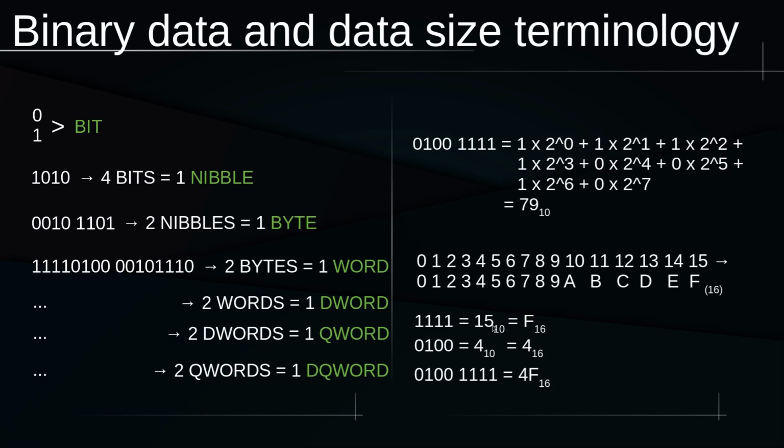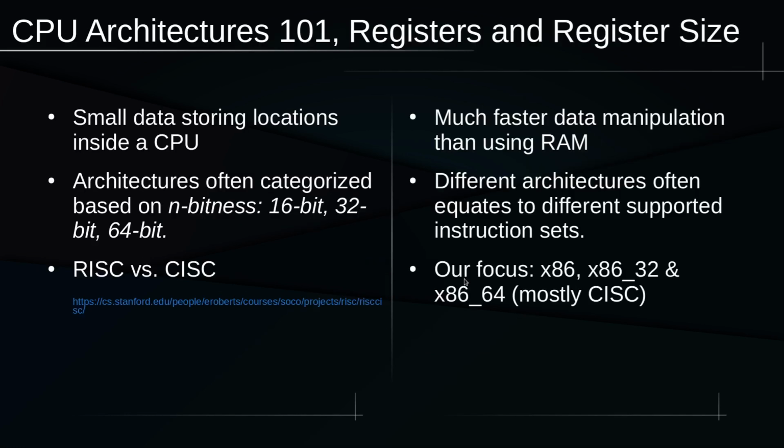Then the last nibble is 1, 1, 1, 1, which in base 10 equals 15, which is basically the largest number that a nibble can hold. It's 15, and in base 16, that's F. So this byte here is 4F in base 16. Hopefully that made sense.